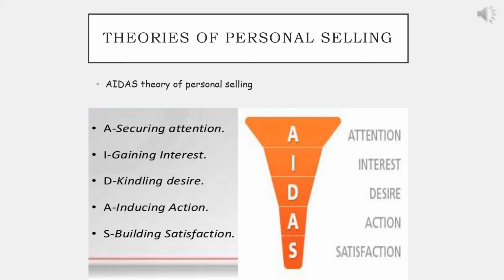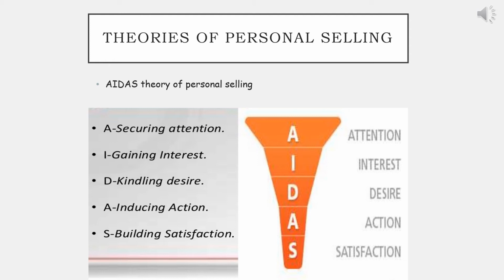The first stage is securing attention of the consumers. We have to find the customers and we have to gain the attention of the customer. The second stage is gaining interest, or the I stage, the interest stage, where the attention is converted to interest. In the third stage, it's the desire stage, where the interest of the prospect is converted to desire. The doubts are cleared from the minds of the prospect, and the salesman has to force him to buy the product.